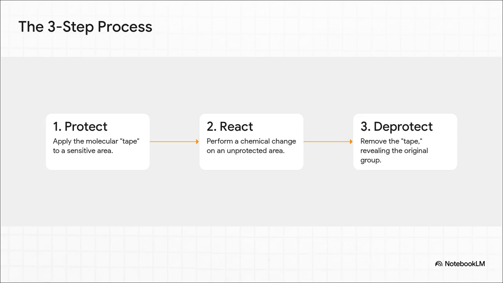Step 1, you protect. You put the tape on. Step 2, you react. You go ahead and paint the exposed trim. And step 3, you deprotect. You peel that tape off the wall, and boom, a perfect, clean, sharp line. It's this awesome cycle of mask, modify, and then unmask.